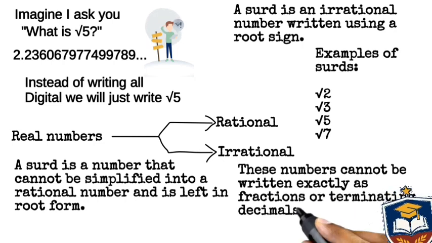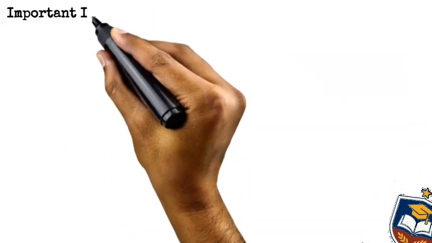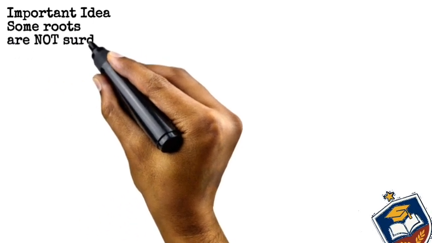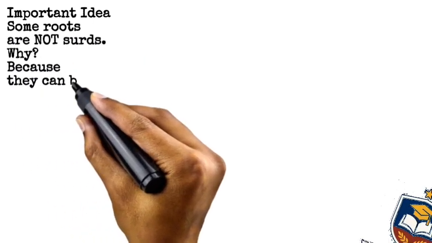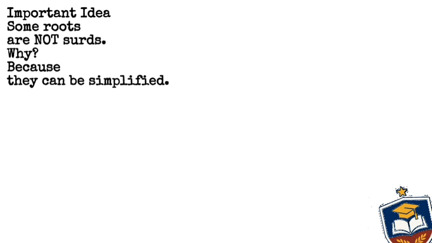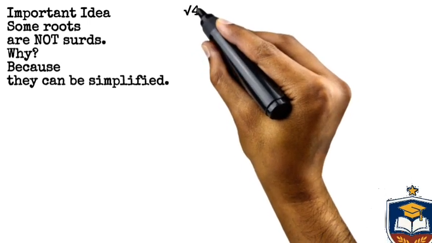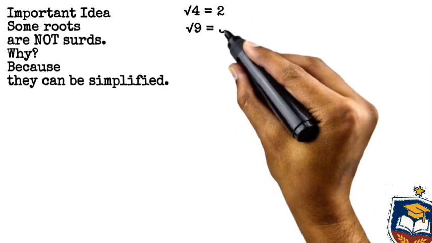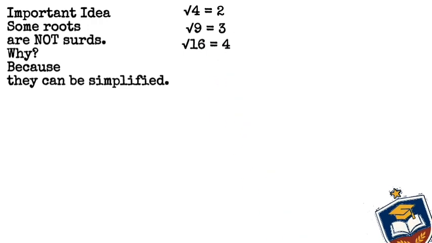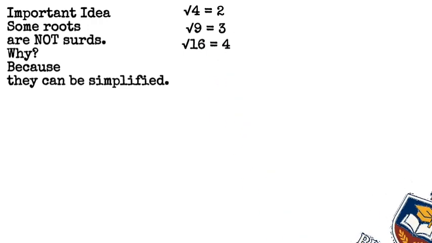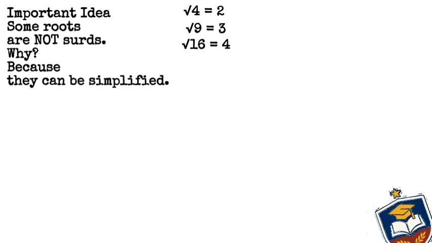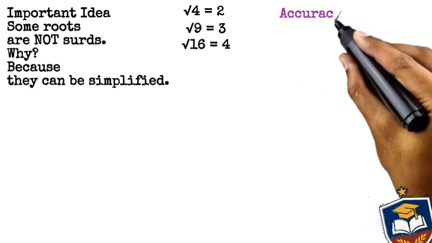Now importantly, not all roots are SURD. Some roots are not SURD because they can be simplified. Any root that can be simplified is not a SURD. Something like root 4 is equal to 2, root 9 is equal to 3, root 16 is equal to 4. They can be simplified and give exact integers, so they are not SURD. We use SURD because of accuracy and simplicity.